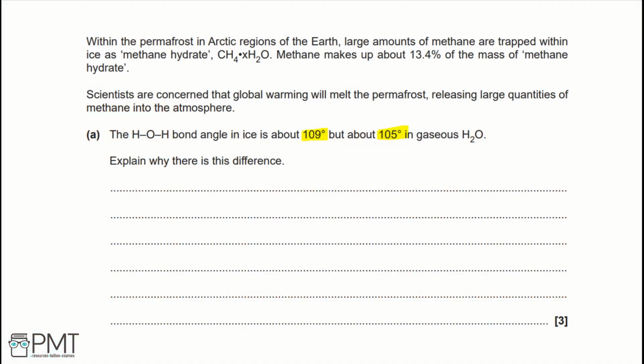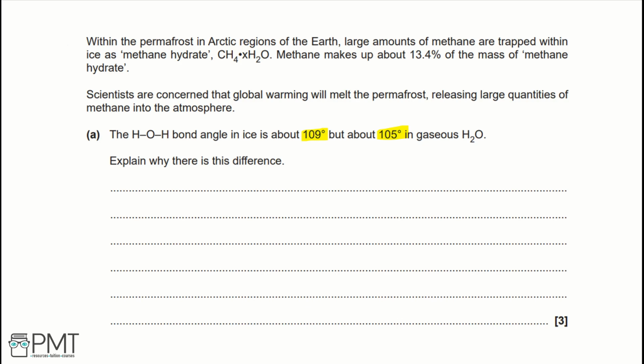Within the permafrost in Arctic regions of the Earth, large amounts of methane are trapped within the ice as methane hydrate, CH4·xH2O. Methane makes up about 13.4% of the mass of methane hydrate. Scientists are concerned that global warming will melt the permafrost, releasing large quantities of methane into the atmosphere.